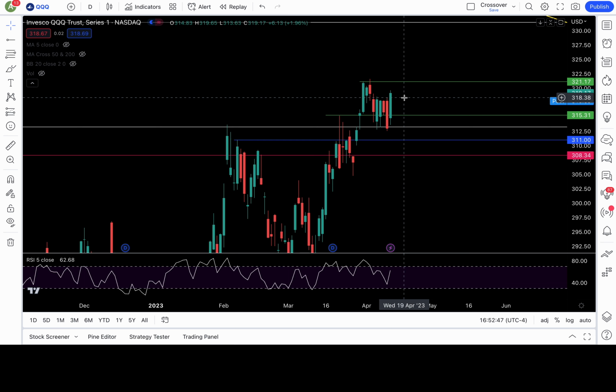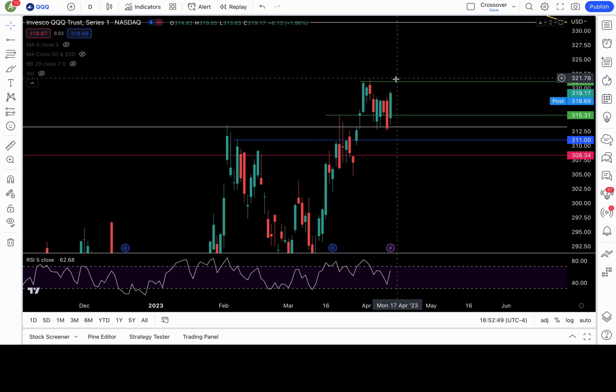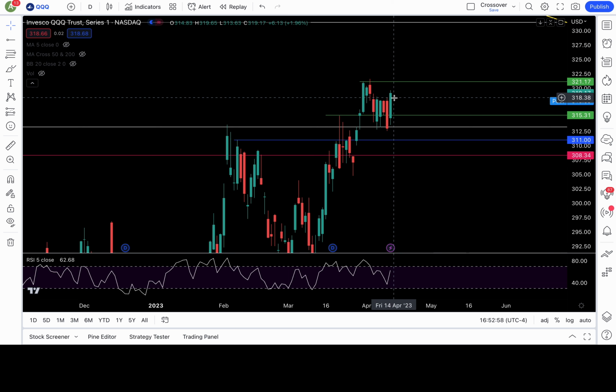All right, so as long as above 318.5, 321 is in play with the gap fill at 323, and then 326.5 is above. Look to short below 318.5 with 317.5, 315.5, and 313.2-ish in play. All right, look to react, guys.